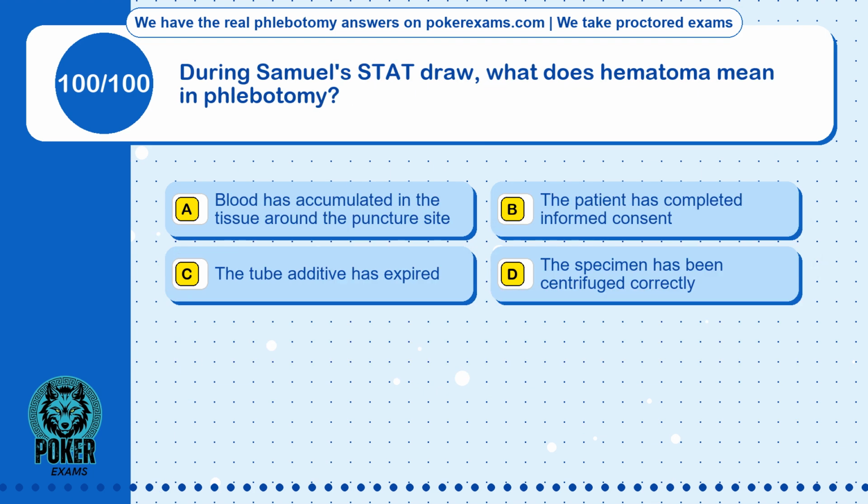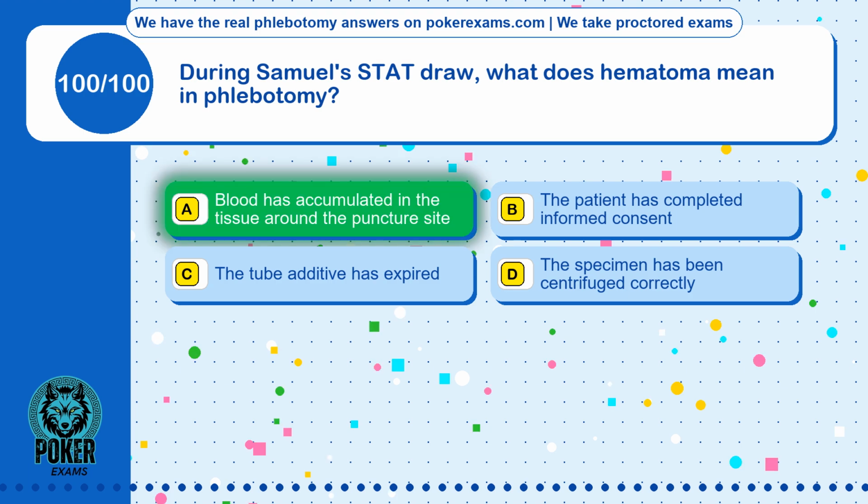Question 100. During Samuel's stat draw, what does hematoma mean in phlebotomy? Option A. Blood has accumulated in the tissue around the puncture site. Option B. The patient has completed informed consent. Option C. The tube additive has expired. Option D. The specimen has been centrifuged correctly.